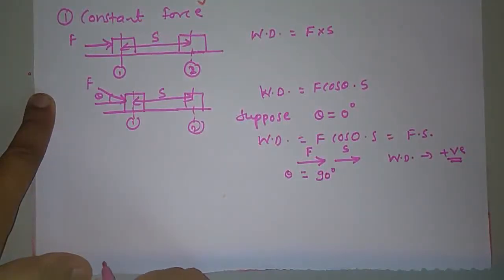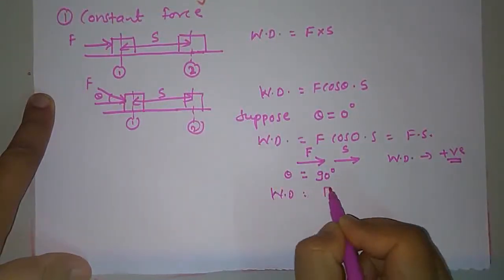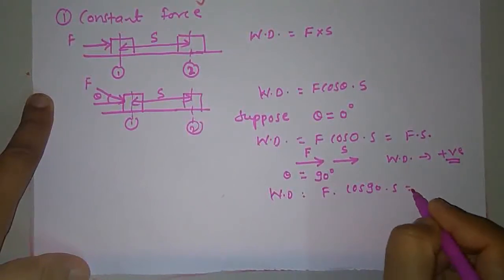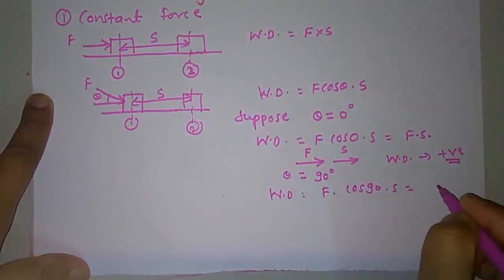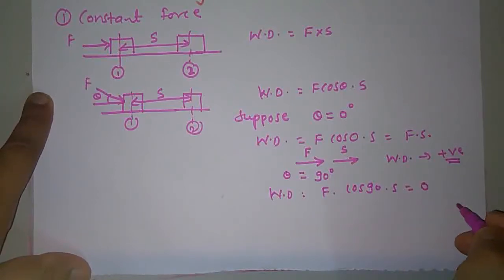Now the second condition is when theta is equal to 90 degree. So what is work done in this case? F into cos 90 into S. What is cos 90? Cos 90 is 0. So in this condition, work done is 0.